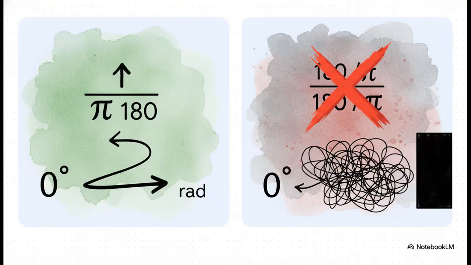This is, without a doubt, the number one mistake people make, using the wrong fraction. Think of it like using the wrong key for a lock. You have two to choose from, pi over 180 and 180 over pi. When you're going from degrees to radians, you need to introduce pi into your answer, so you want pi on top. People mix this up all the time.